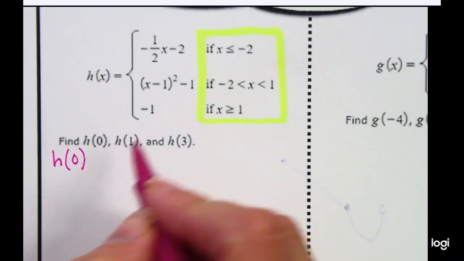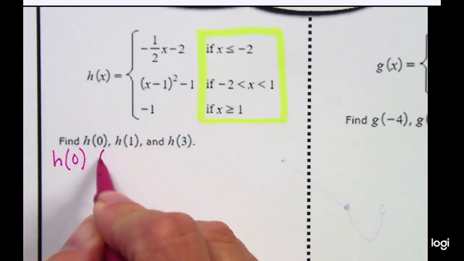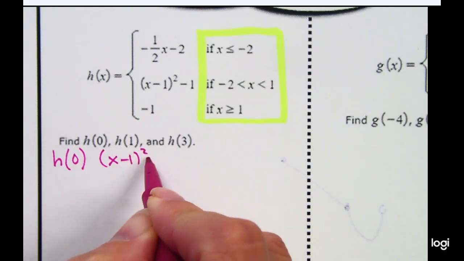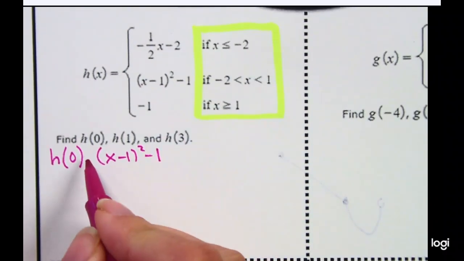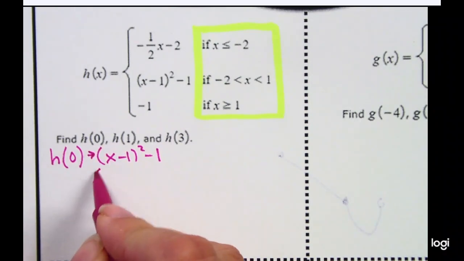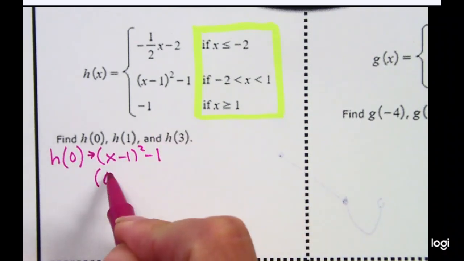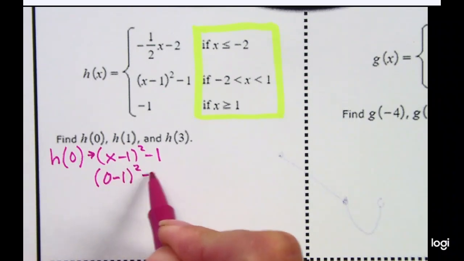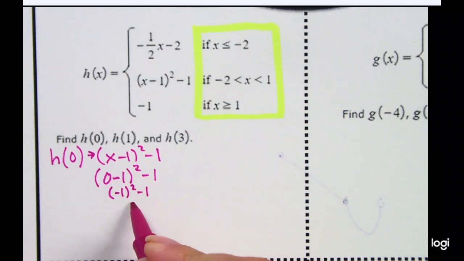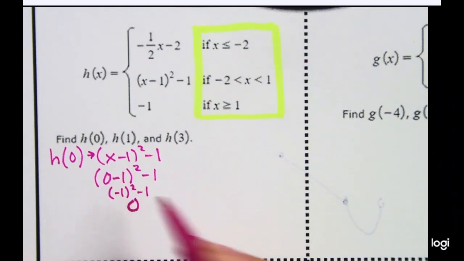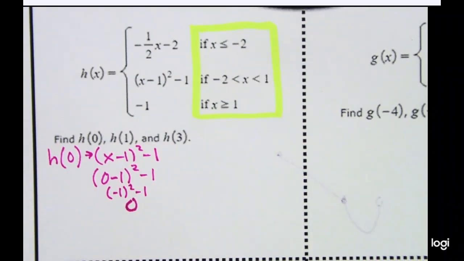So then I know that I am going to use x minus 1 squared minus 1 as my function. And what am I going to substitute in for that x? 0. 0 minus 1 squared minus 1. -1 squared minus 1 is 0. I promise we don't always get the value that we substitute in. Wouldn't that be nice if it was? That'd be a real big shortcut.